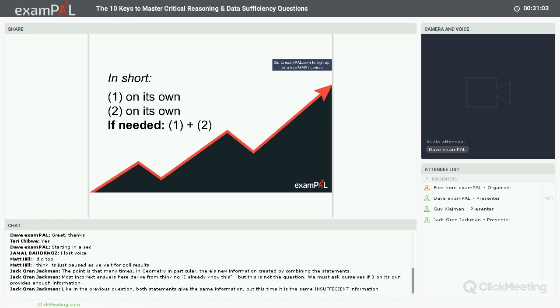And that's really it. All of the keys we gave here were kind of sub-keys of this point. Treating the statements on their own is so crucial, and so many people confuse this simple point. We're thinking of a technique of avoiding this.